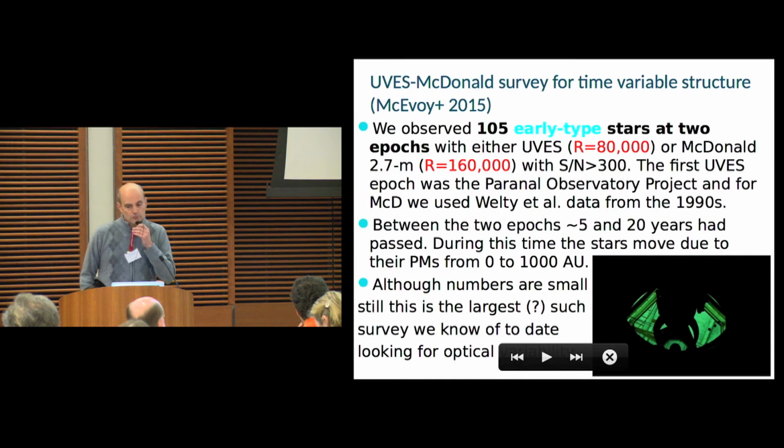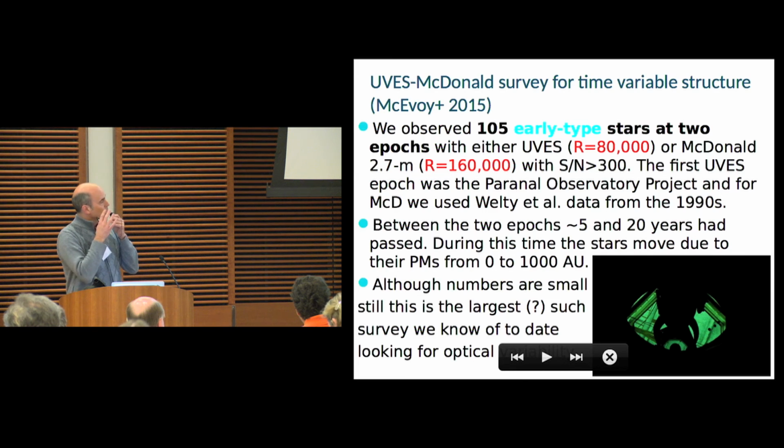So what we did, we observed 105 stars, using UVES, which has a spectral resolution of 80,000, and we have a wavelength coverage centered on 390 in the blue and 580 in the red. We had about 80 stars we were observing there, and we observed another 20 stars using the McDonald, because obviously this is the McDonald mirror with the holes in it.